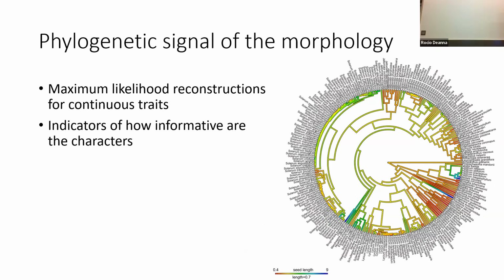We can also see this with continuous traits. So for example, this is seed length, and you can see how the smallest seeds are in these clades, and then we have all of medium size. So we can do maximum likelihood reconstruction, we can calculate lambda, and we can do all this and see how our characters are behaving.